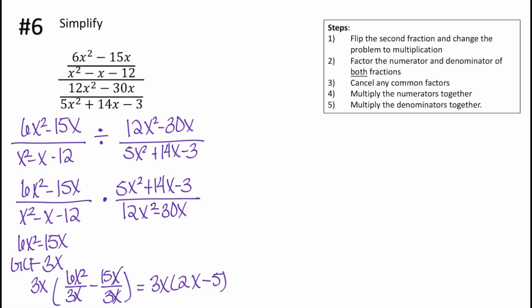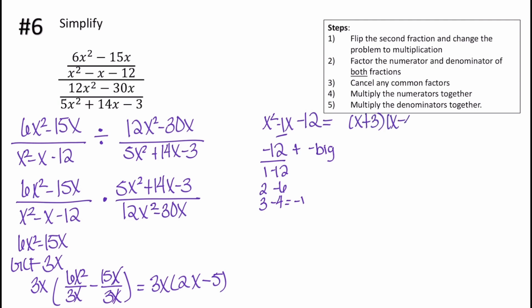So now let's go on to the denominator. So we have x squared minus x minus 12. So I need two factors of negative 12 that are going to add up to negative 1. Since 12 is negative, I'm going to have a positive and a negative factor. Since 1 is negative, I'm going to make the bigger factor negative. So the factors of 12 are 1 and 12, 2 and 6, and 3 and 4. So notice that 3 and negative 4 does give me negative 1, which means that is the combination that I need.